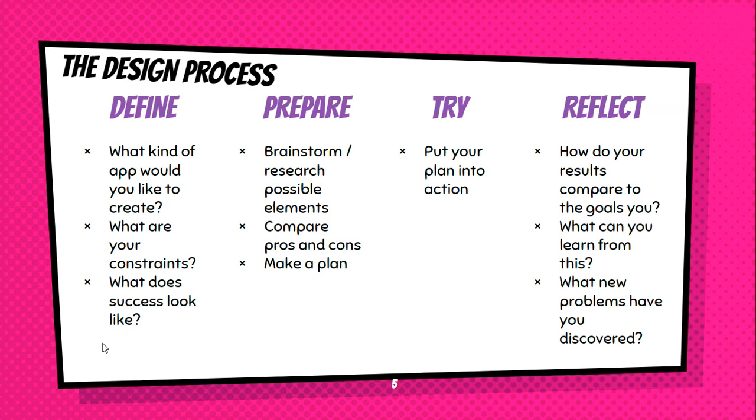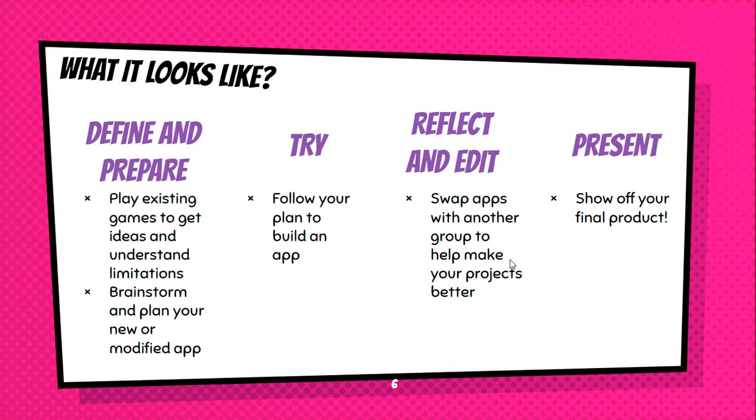The third step will be trying. So you put your plan into action. Until we reach this part, we are not working with coding. We are planning first, and then on the try part, we start coding our lessons or project, sorry, and then we reflect. How do your results compare to the goal that you set? What can you learn from this? What new problems have you discovered as you code? What does it look like?